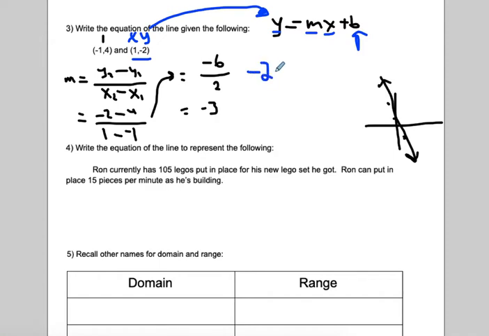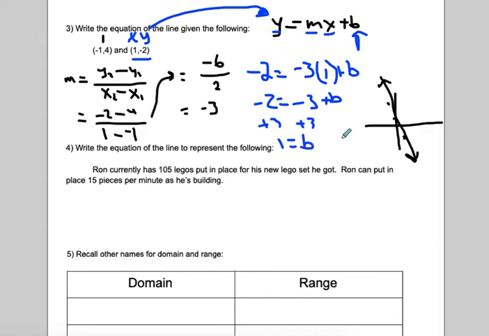So y, which is negative 2, equals m, which is negative 3, times x, which is 1 in this case, plus b. Well, negative 3 times 1 is negative 3. Now I can get b alone by just adding that 3, because adding that 3 will be the inverse. This will cancel out to be a 0. And negative 2 plus 3 is 1. So that means our b value, where it crosses the y-axis, is at 1. And that's it. We got everything that we need.